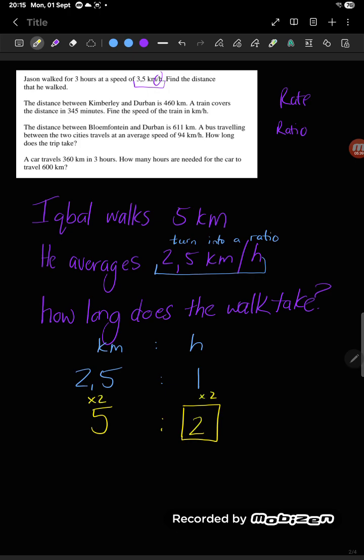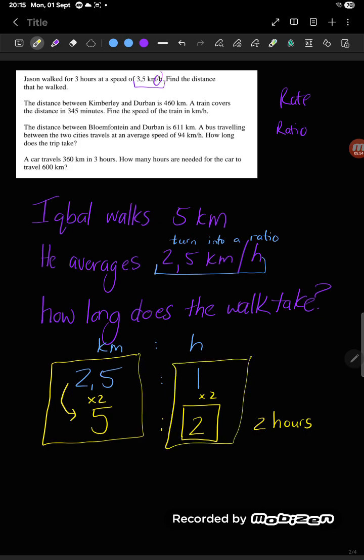So how long did it take him? It took him 2 hours. So how did I get from 2.5 to 5? I times by 2. What I do to this side of the ratio, I've got to do to this side of the ratio, just like a fraction. And I say 1 times 2 is 2. Therefore, he walked 2 hours. So you've got to break this up, this kilometers per hour, up into a ratio.